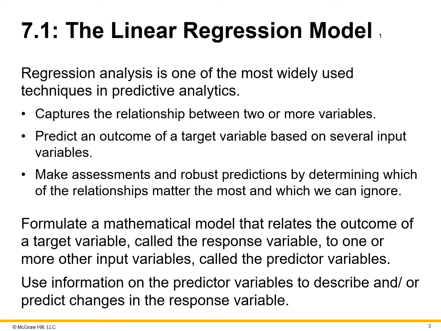In a regression model, you formulate a mathematical model that relates the outcome of the target variable, called the response variable, to one or more of those input variables called the predictor variables. So going back to that example, age is the target variable, also the response variable. What is the impact to the response variable of age in my example? The predictor variables of income level, education, background, and also occupation are the various potential predictors. We'll find out which one of those elements or variables are more of a predictability versus the others. We use this information on the predictor variables to describe and/or predict changes in the response variable.